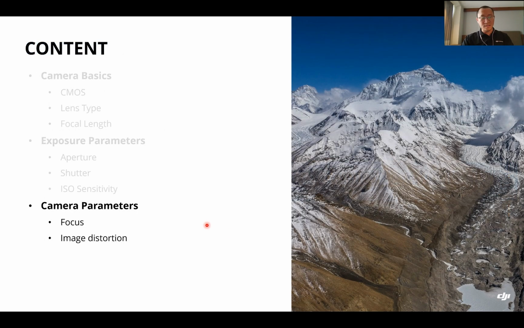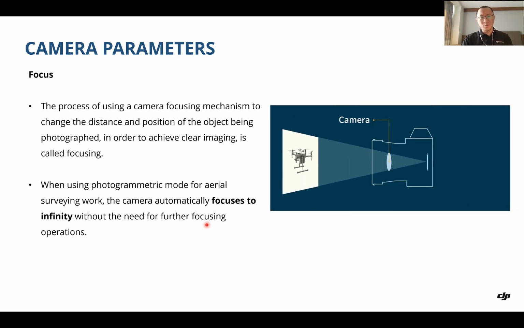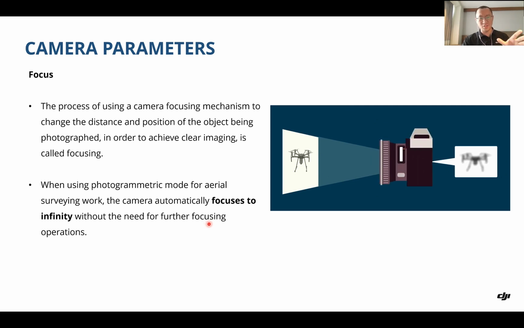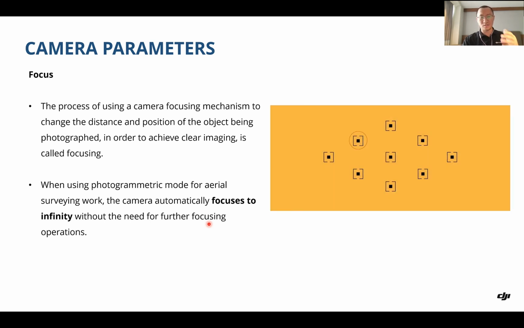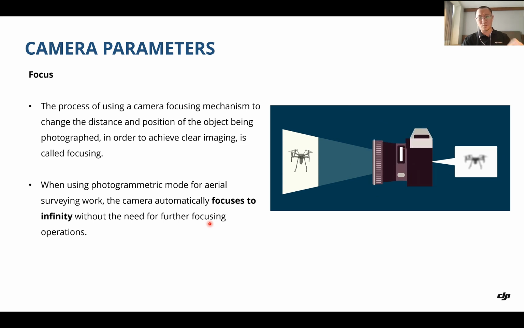Okay, next part, let's discuss the camera parameters. First is the focus. It's the process of using the camera's focusing mechanism to change the distance or position relative to the object being photographed, in order to achieve clear imaging. This is called focusing. When we use the photogrammetry mode for aerial surveying, the camera will automatically focus to infinity, without the need for further focusing operation.